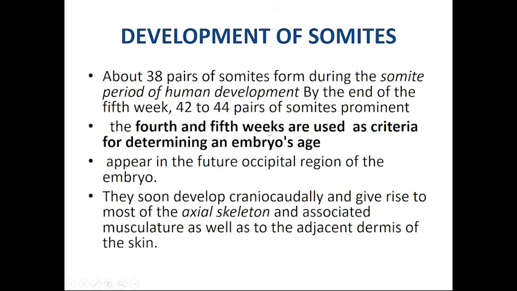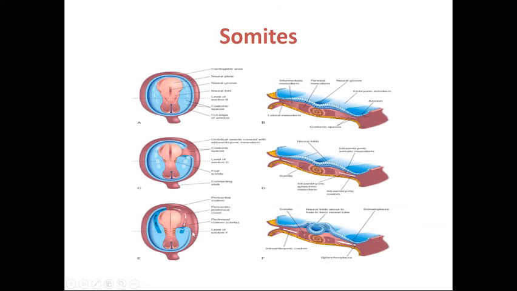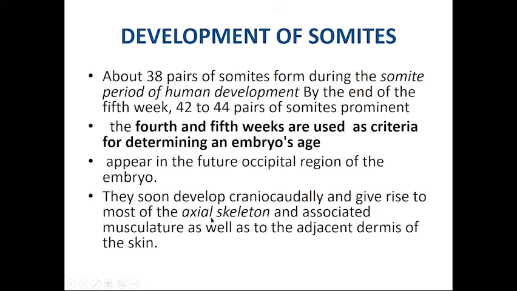So roughly the fourth and fifth weeks are used as criteria, because this number of pairs has developed: 38 pairs form during the somite period of human development. In the fifth week, 44 pairs of somites have to be there. So that is roughly when the baby is fourth to fifth week of age. Somites appear in the future occipital region of the embryo. They soon develop craniocaudally, from above downwards. They are going to give rise to most of the axial skeleton, at the sides of the notochord, and associated musculature. It's going to give rise to your bone, skeleton, and also to the musculature, which is adherent to the dermis of the skin. So all this area in the center.